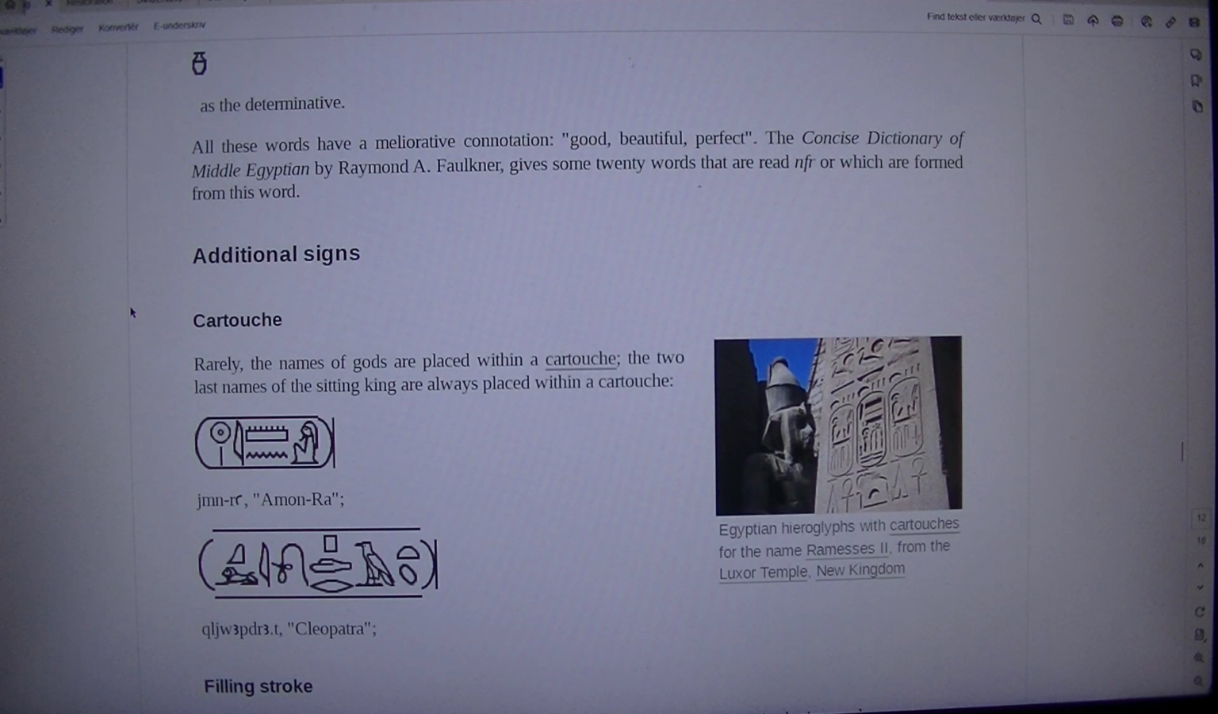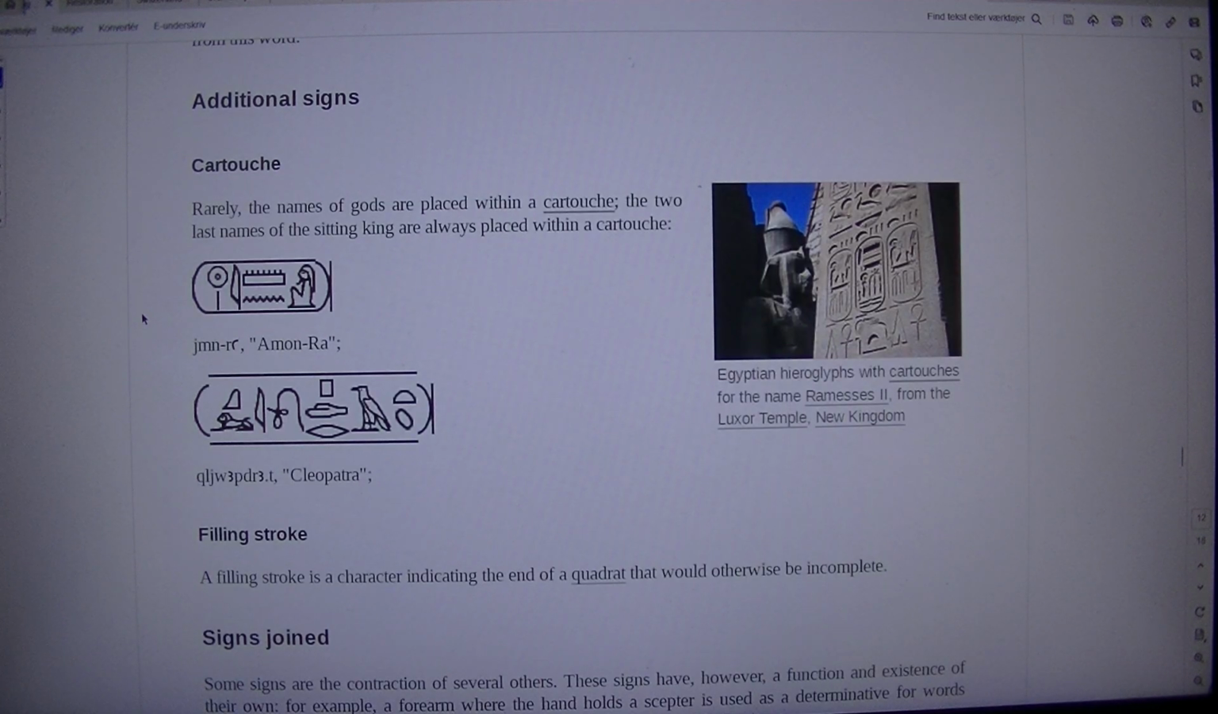Faulkner gives some 20 words that are read NFR or which are formed from this word. Additional signs: Cartouche. Inscribed hieroglyphics cover an obelisk in the foreground. A stone statue is in the background. Egyptian hieroglyphs with cartouches for the name Ramesses II, from the Luxor Temple, New Kingdom.